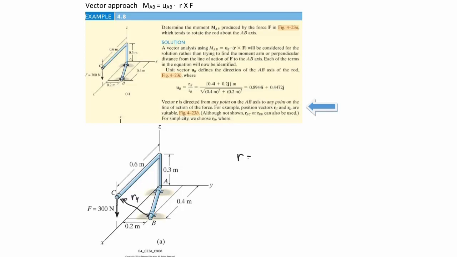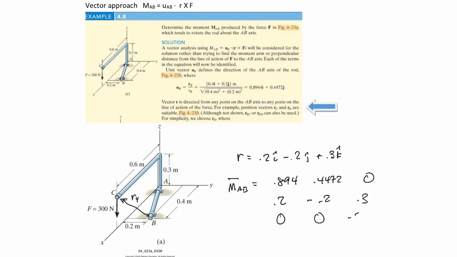R equals 0.2i negative 0.2j plus 0.3k. We've already got our F vector as negative 300k. So let's go ahead and set the matrix up. We're going to set the moment about AB equal to u dot (r cross F). So that's going to be equal to 0.8944, 0.4472, 0; 0.2, negative 0.2, and 0.3; and 0, 0, negative 300.